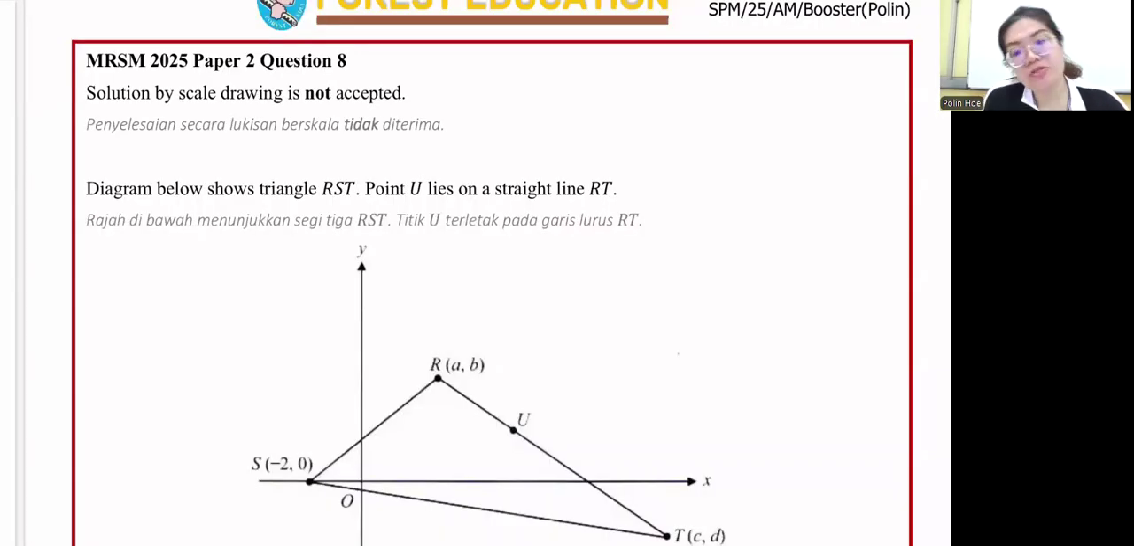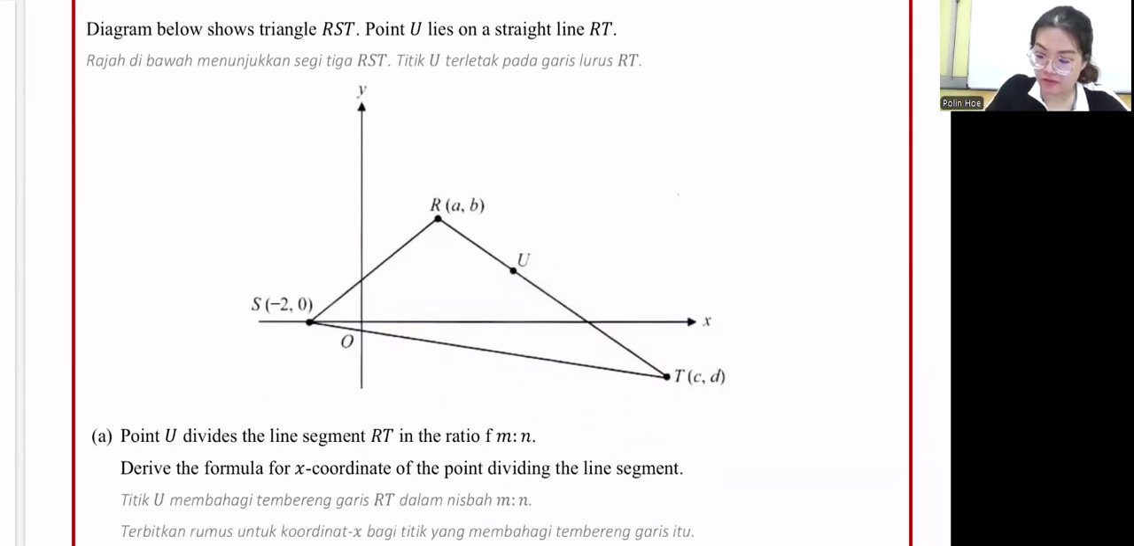Diagram below shows triangle RST. So let's find out triangle RST. So that's question 8. Okay. Next. Point U lies on the straight line RT. So U is on RT. Point U divides the segment RT into the ratio m to n.